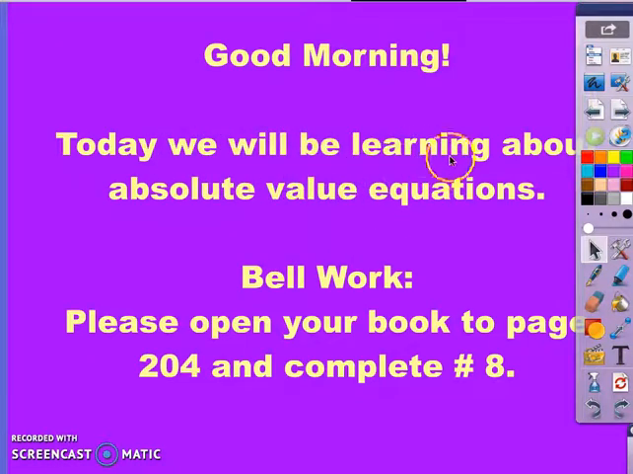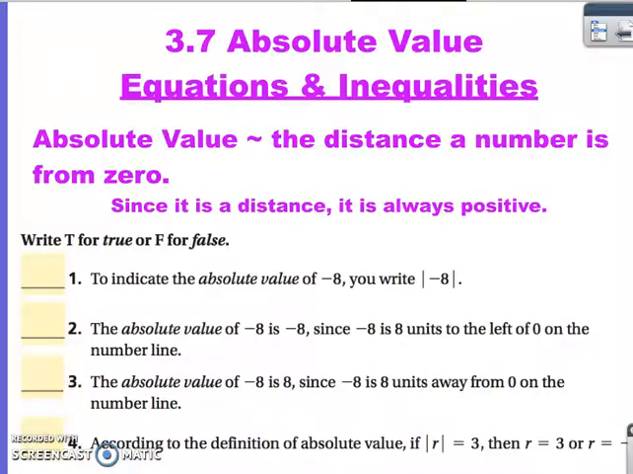Good morning. Today we're going to be talking about absolute value equations and solving them. Absolute value equations are going to be today, day one, and inequalities will be tomorrow. Absolute value is the distance a number is from zero. Since it is a distance, it's always going to be positive.